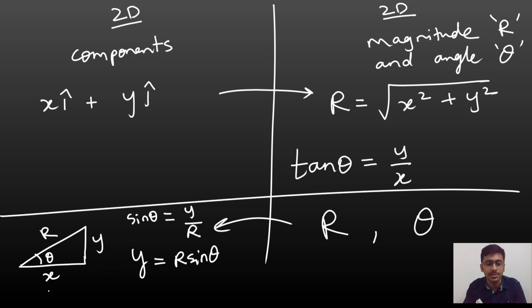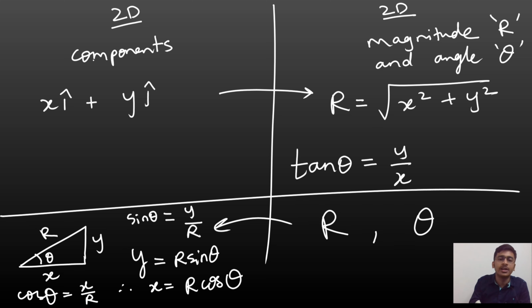Similarly, I can use cosine theta. So cosine theta is nothing but x by r. So I can say x is nothing but r cos theta. So to get magnitude and angle from components, we use Pythagoras theorem, and to get components from magnitude and angle, we use basic trigonometry. Okay.